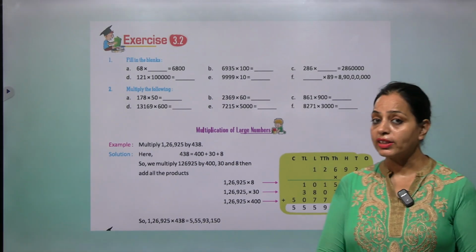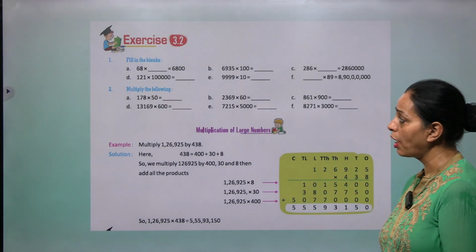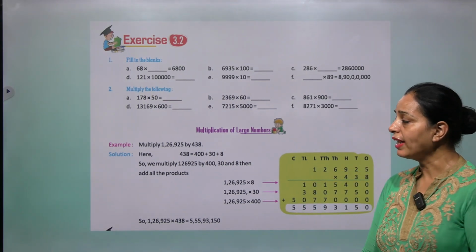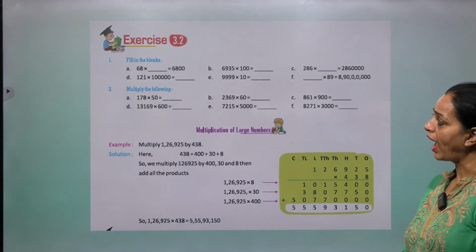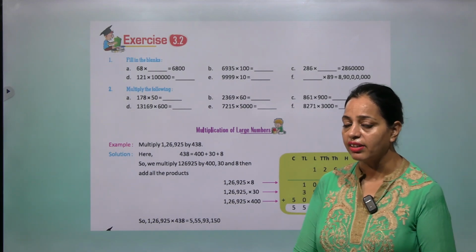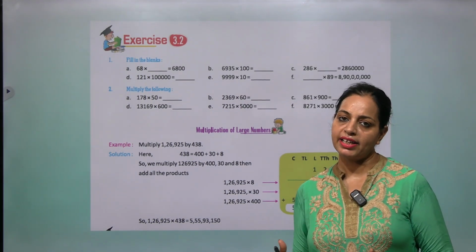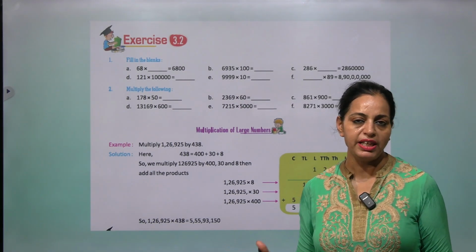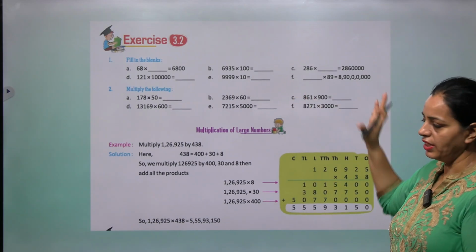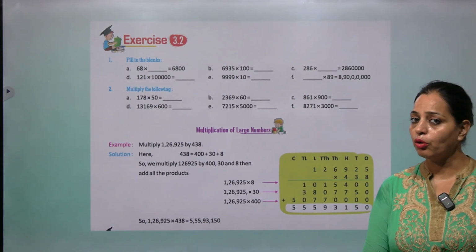Now we are coming to exercise 3.1, question number 1, like filling the blanks. A part 68 into dash equals 6800. 68 को किससे multiply करेंगे? 6800 आए, 2 zeros means 100. So these are very simple. You can try on your own.